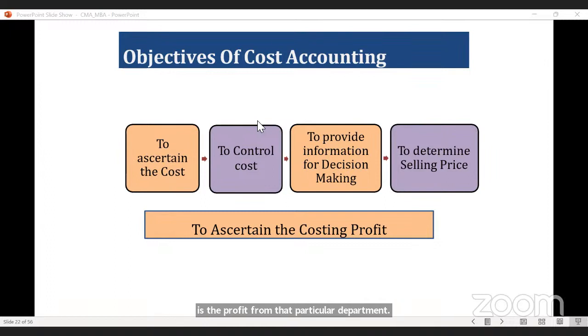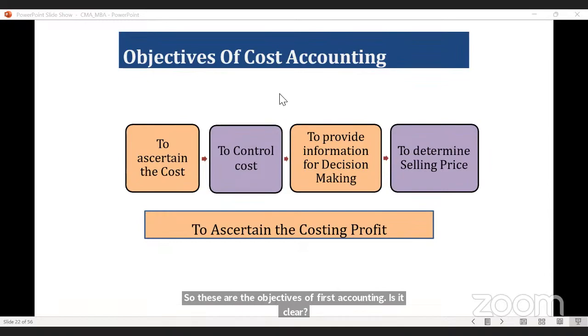So these are the objectives of cost accounting. Is it clear? Yes, sir. Okay. So is there any doubt? No, sir. Not now, sir.